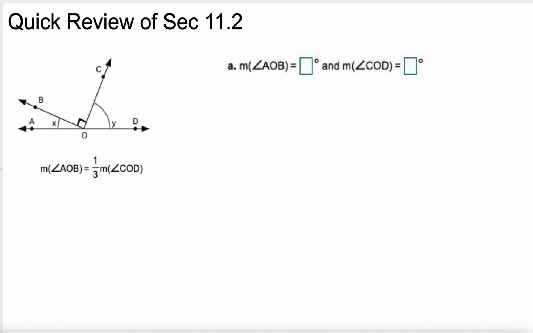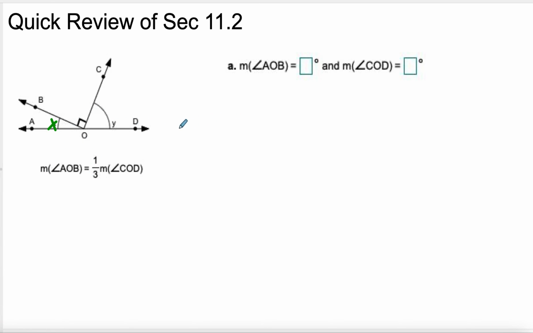Okay, and this is a little bit tricky, so we're going to solve this together. But again, pause the video and solve the problem. You are given the measure of angle AOB as 1/3 of the measure of angle COD. So we are given this information, and you need to figure out the measure of angle AOB and the measure of angle COD. Okay, so we know the relationship here. If this is an x, this will be 3 times that x. Or if this is y, this will be 1/3 of y.